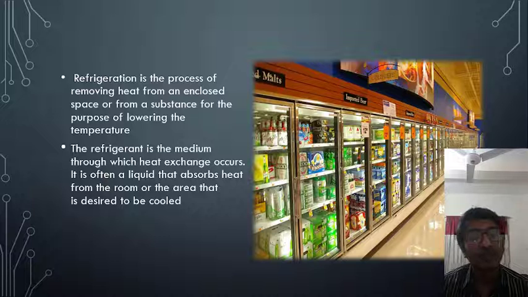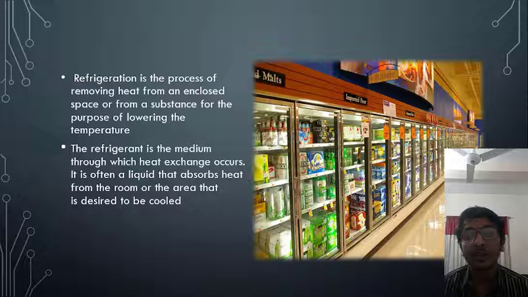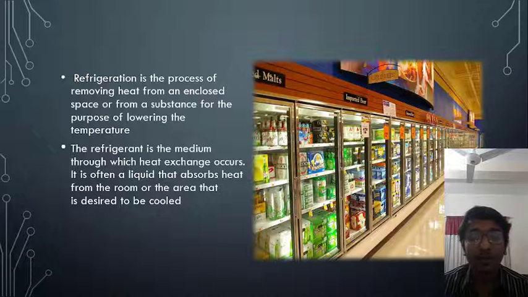Next comes refrigerant, and the refrigerant is the medium through which heat exchange occurs. It's often a liquid that absorbs heat from the room or the area that is desired to be cooled, becomes hot itself, and then condenses in the condenser. We use freon, which is a CFC gas, as a coolant or refrigerant. It's very heat sensitive, which makes it ideal for heat transfer and use as a refrigerant or coolant.